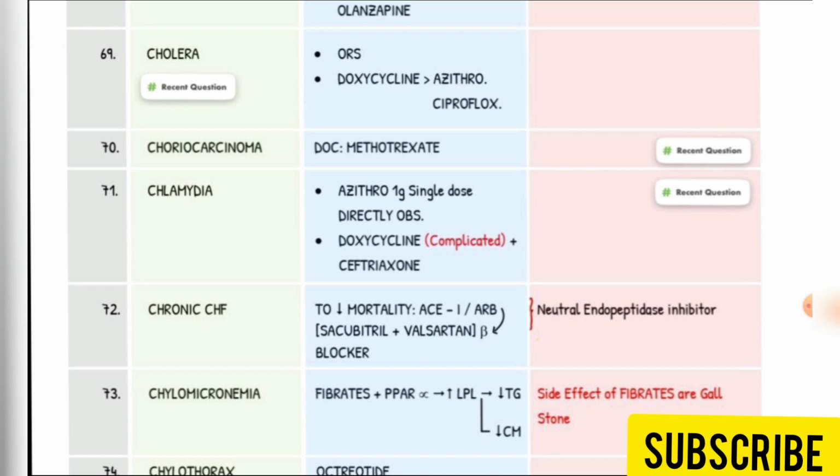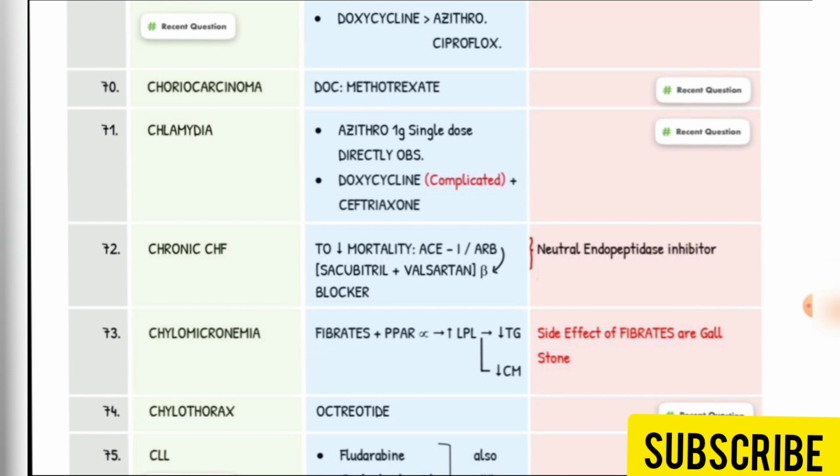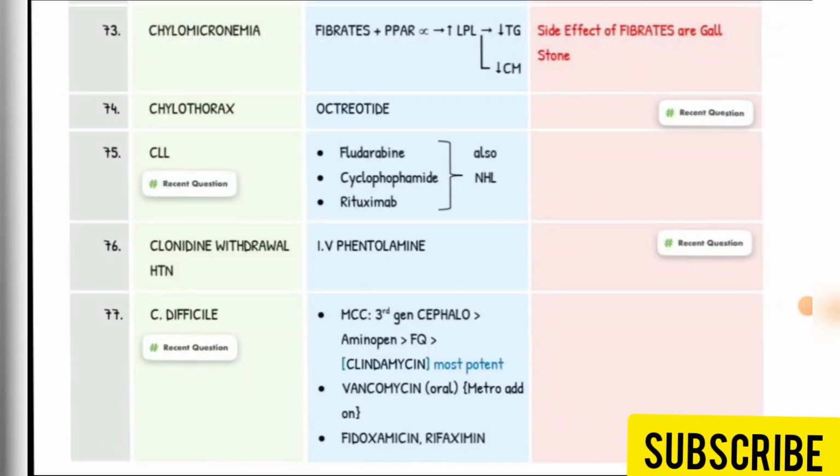Chylomicronemia, drug of choice: fibrates plus PPAR alpha, increase LPL, decrease TG. Chylothorax, drug of choice: octreotide. Next is CLL, drug of choice: fludarabine, cyclophosphamide, and rituximab. Clonidine withdrawal hypertension, drug of choice: IV phentolamine.